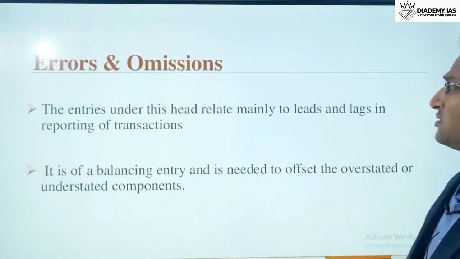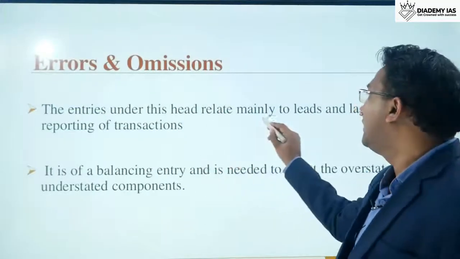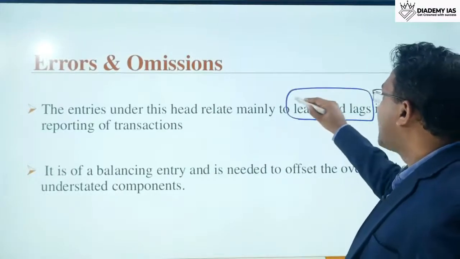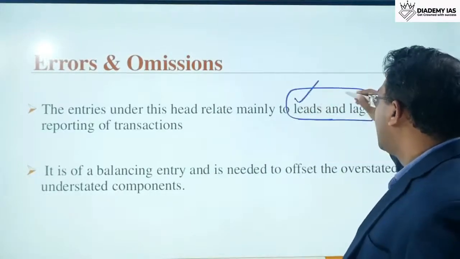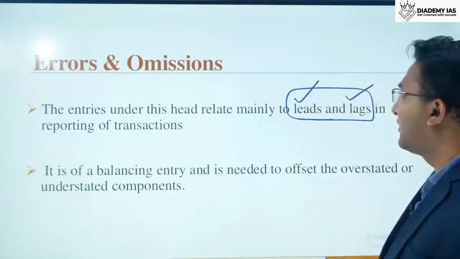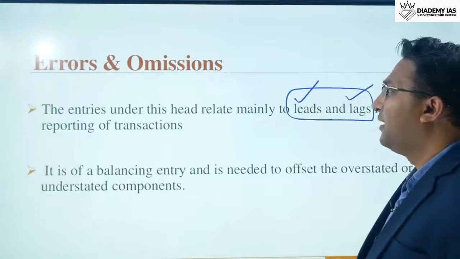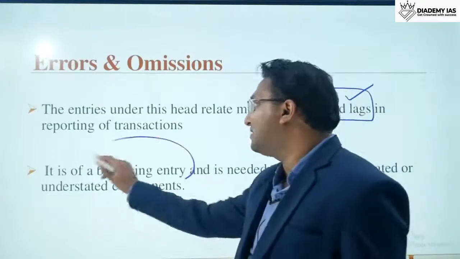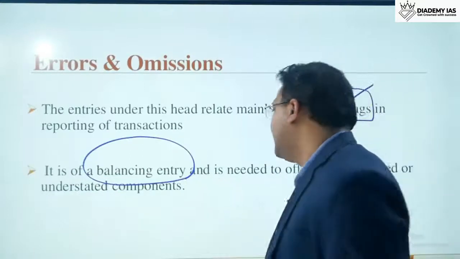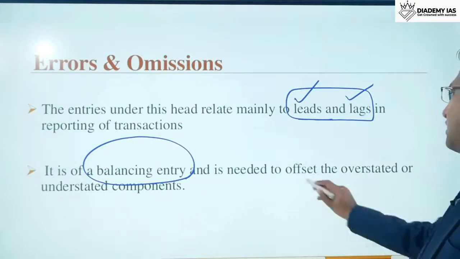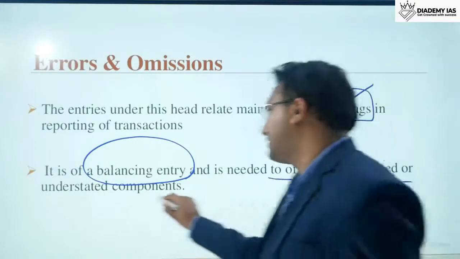So the entries under error and omissions relate mainly to leads and lags in the reporting of transactions. So either the transaction will be reported earlier or it will be reported with a delay. So in both the cases, this will become part of the error and omission. This is a balancing entry and is needed to offset the overstated or understated components.